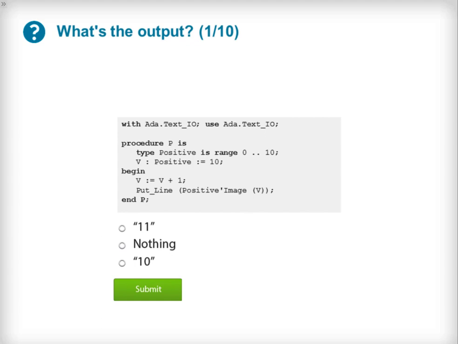The procedure body immediately increments v by 1 and then calls the Put_Line procedure from Ada.Text_IO. The 'Image attribute of the Positive type has been provided with the stack object v, which returns the string version of the numeric value. Your question is, what string will Put_Line output?